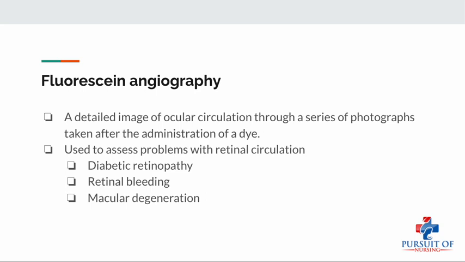So pre-procedure, the patient will receive a mydriatic medication, which causes pupil dilation. That medication is instilled into the eye about 1 hour prior to the test. Then a dye is injected into the patient's arm. It is very important to educate the patient that dye may cause the skin to be yellow for several hours. It's going to be excreted through the urine, so the urine may turn bright green or orange for up to 2 days after the procedure.